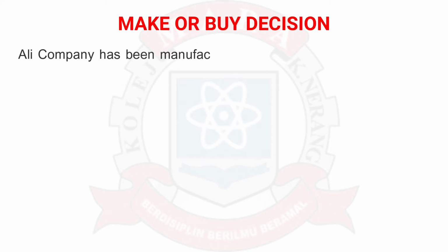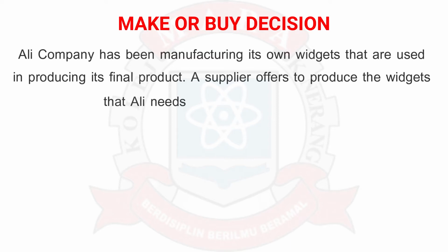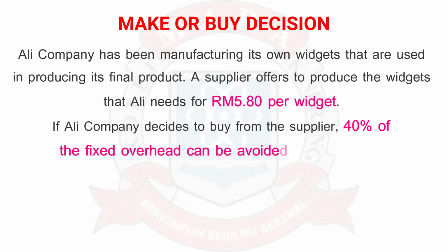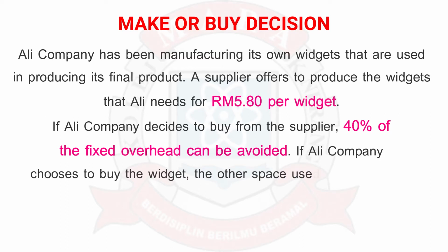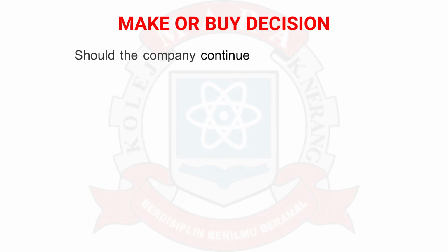Ali Company has been manufacturing its own widgets that are used in producing its final product. A supplier offers to produce the widgets that Ali needs for RM5.80 per widget. If Ali Company decides to buy from the supplier, 40% of the fixed overhead can be avoided. If Ali Company chooses to buy the widgets, the idle space used to manufacture the widgets can be rented out for RM7,500. Should the company continue to make the widgets or buy them from the outside supplier?